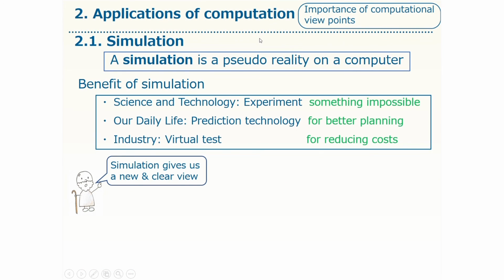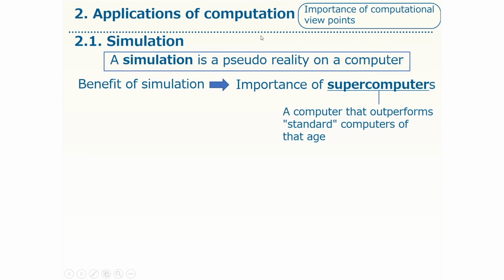We have seen how to design a simulation and how to use it. Then this may be a good timing for me to mention the importance of supercomputers. A supercomputer is a computer that outperforms standard computers of each age, maybe 100 times to 10,000 times faster than a powerful PC of today. Supercomputers have been used quite a lot in simulations. Their supercomputation power plays a quite significant role in big simulations.